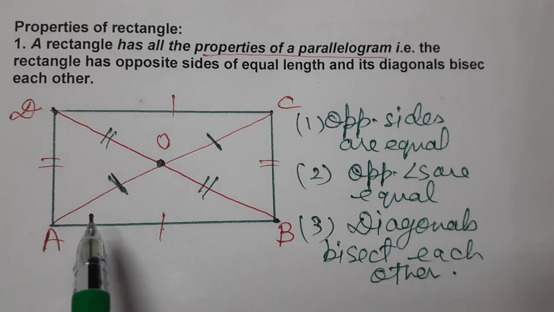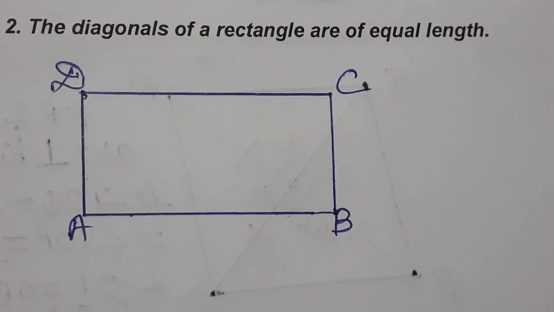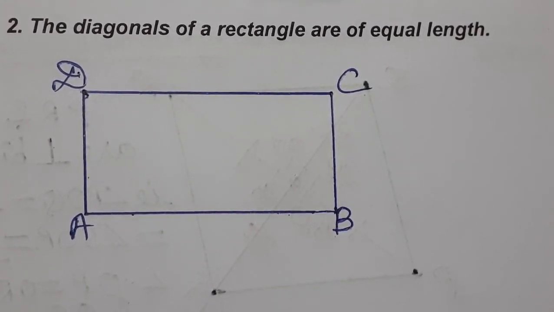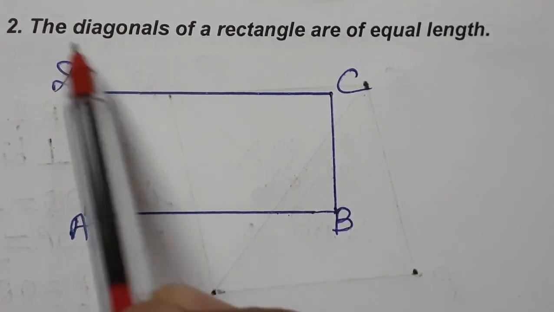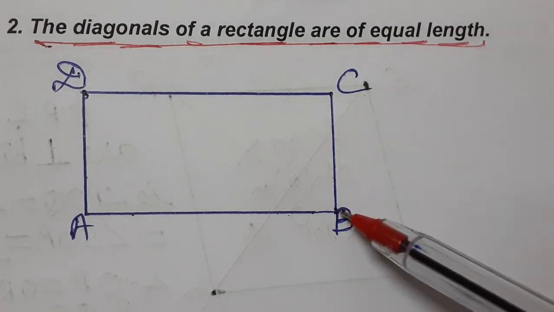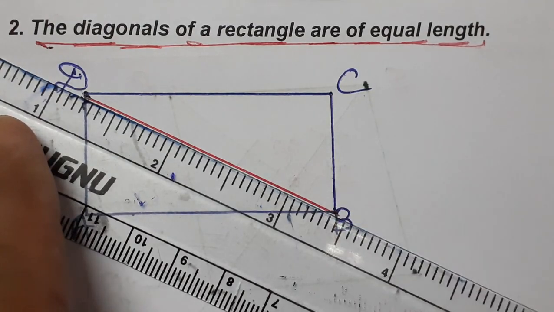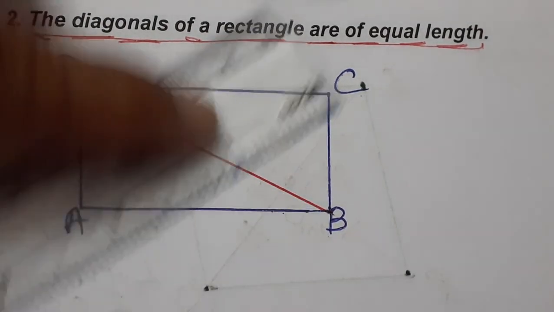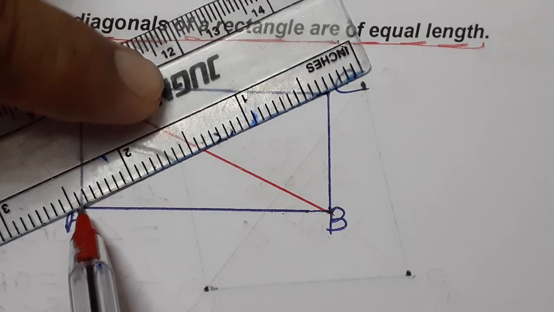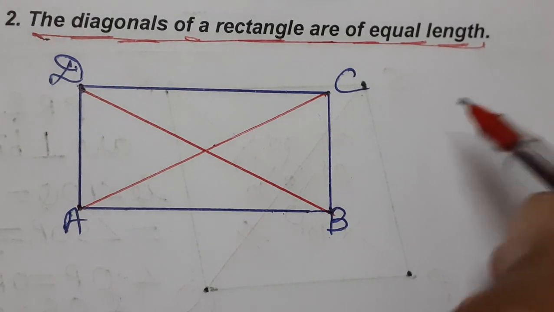Now what is the difference then? So we'll study the second property. Now see, the diagonals of a rectangle are of equal length. This is the very important property of a rectangle. The diagonals of a rectangle are of equal length. So this makes it a special parallelogram, because both of its diagonals are equal. That's why it is a special parallelogram.